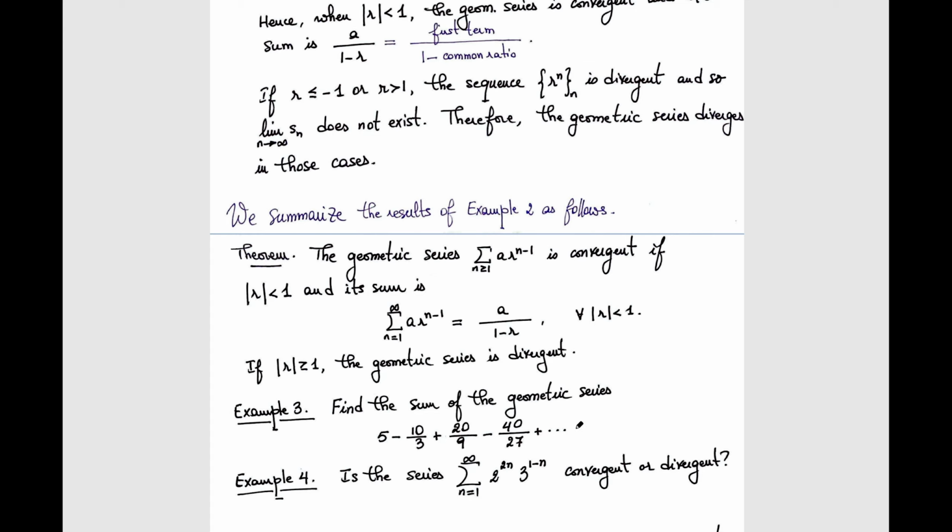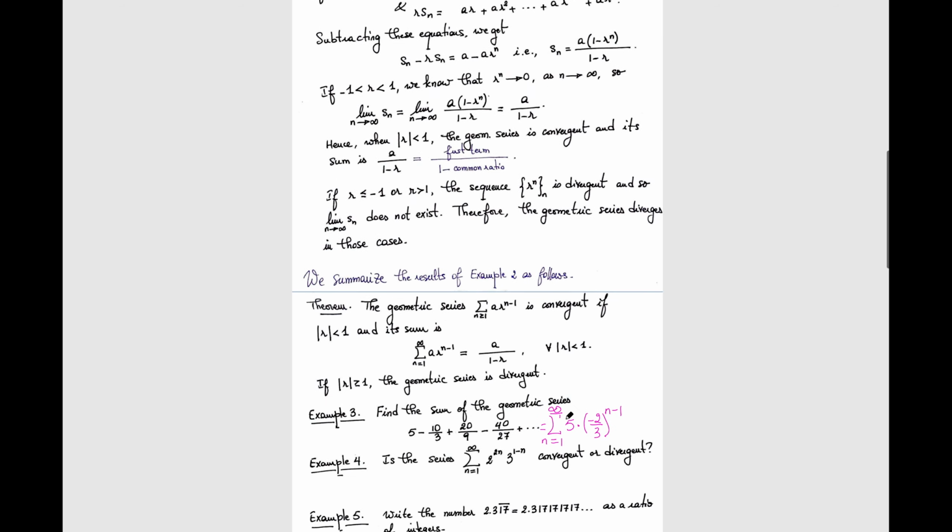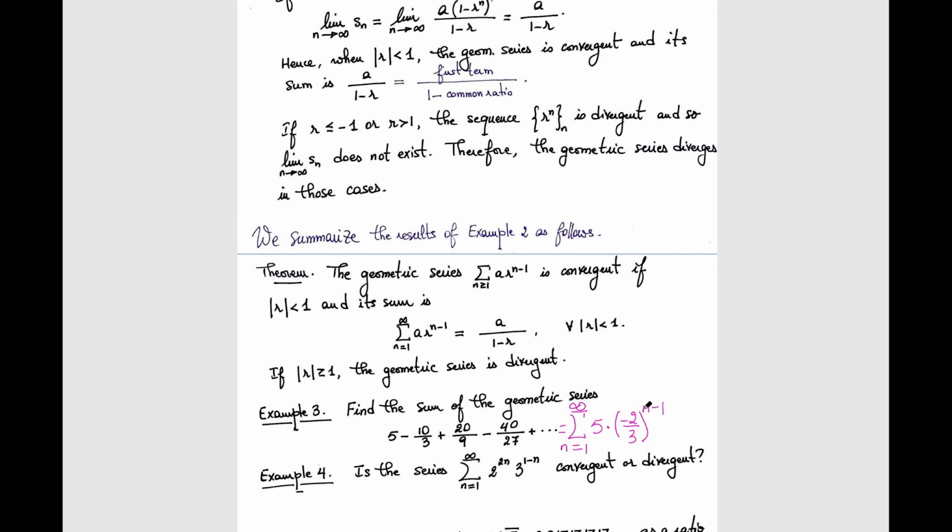So what do we get here? We can think about this as sigma 5 times negative 2 over 3 to the power n minus 1, where n goes from 1 to infinity, right? I'm just following suit the way we represented the geometric series on the top. Double check. If n is 1, that exponent is 0 and the first term is 5. If n is 2, that exponent is 1 and this becomes minus 2 over 3 times 5, the second term. And when n is 3, you're going to get this third term and so on and so forth.